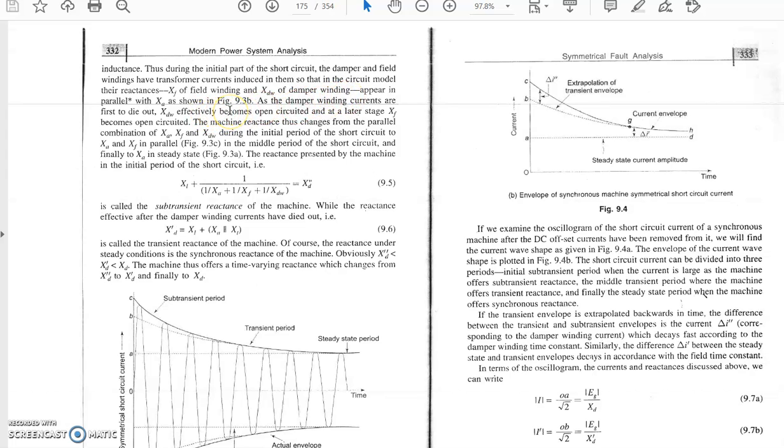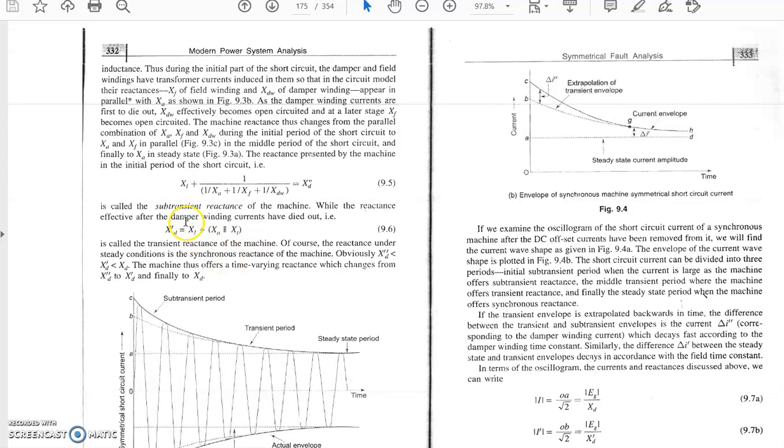So in the case of the subtransient condition, the total inductance or reactance of the machine is XL plus the parallel combination of XA, XF and XDW: damper winding, field winding and armature reaction. The parallel combination of the three, combined with the leakage reactance in series, is known as XD double dash, which is the subtransient reactance.